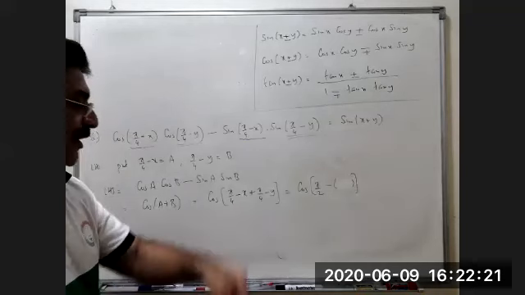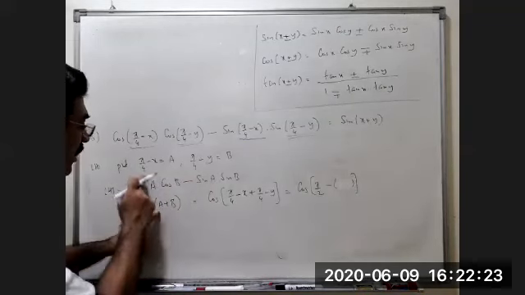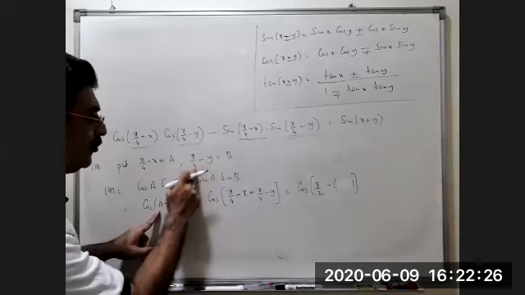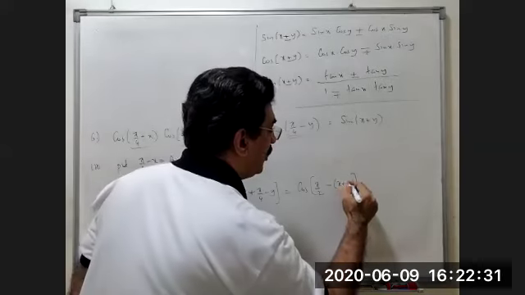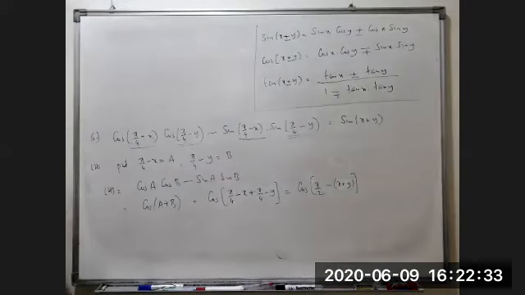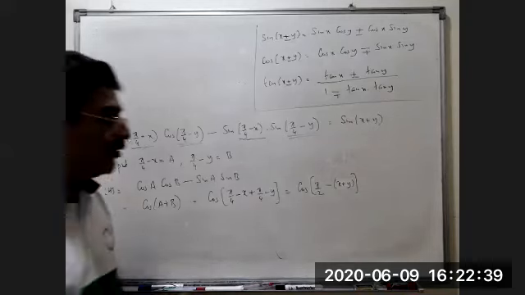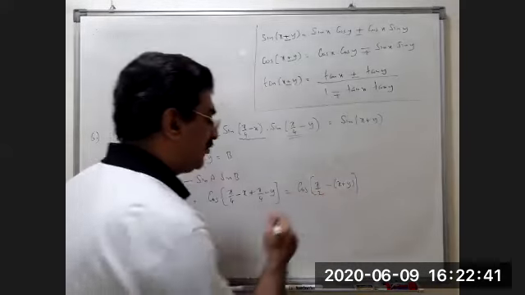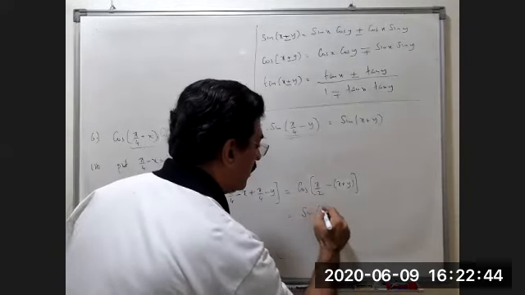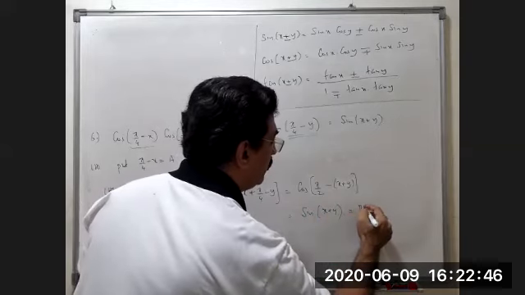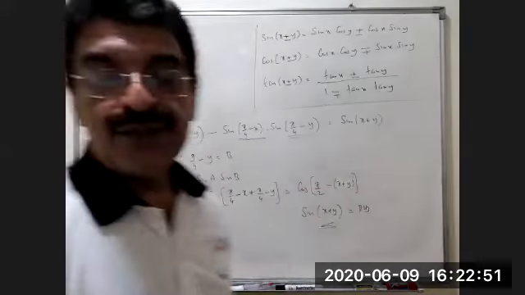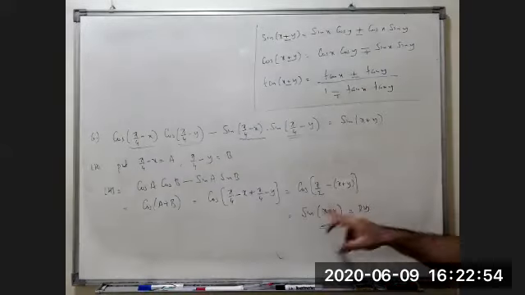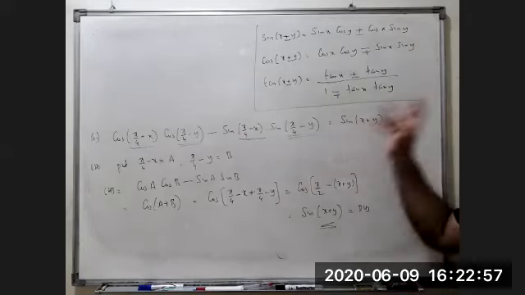Yeah, it is A plus B, because we are replacing it. A is pi by 4 minus x. B is pi by 4 minus y. So pi by 4 plus pi by 4, which is pi by 2, minus of x plus y. Now, cos(90 minus theta) is sin(x plus y). That is RHS. Pi by 2 is 90. So cos(90 minus theta) is sin theta. So we got this.